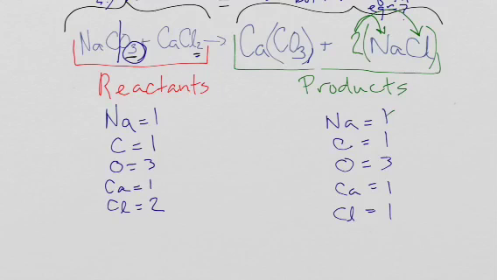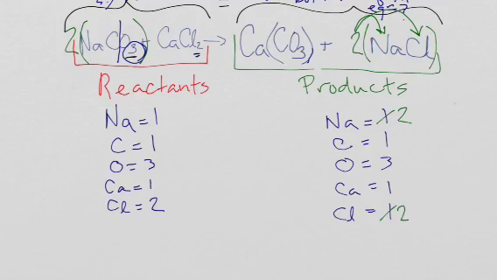So now I get 2 Nas and I get 2 Cls. So my Cls work out, but this is not good. I have a problem with my Nas now. So what can I do on my reactant side to make sure that I've got 2 sodiums? I can add also a big number 2 here. But then, this is getting nice and messy. Wait for it. It's actually not as bad as you think.